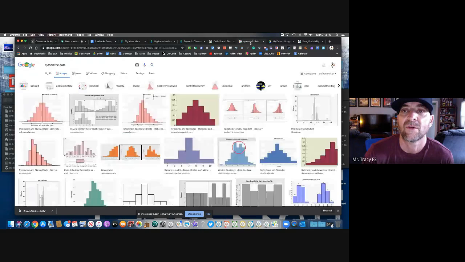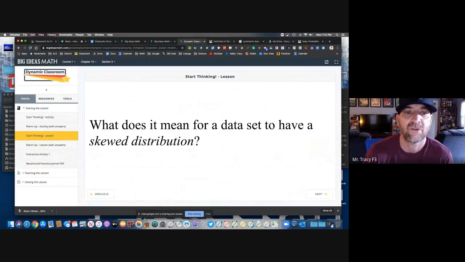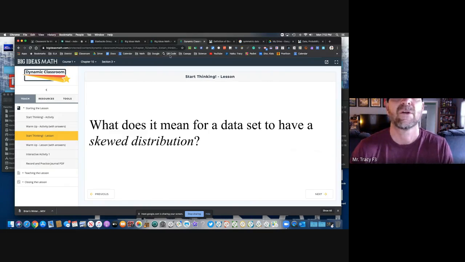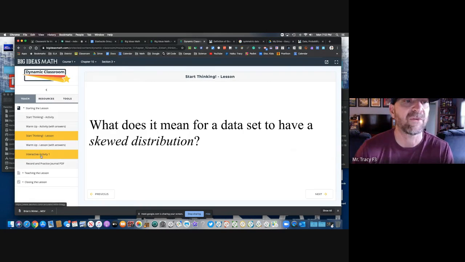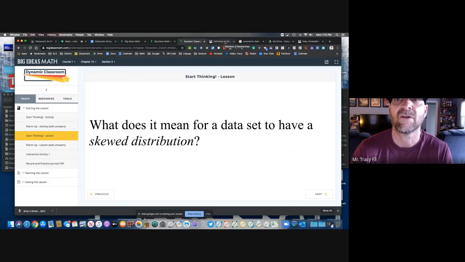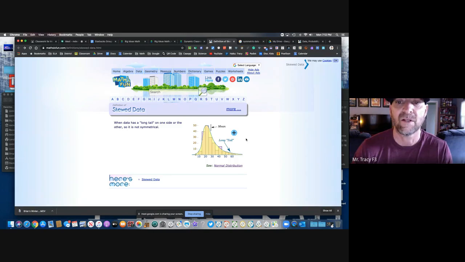Okay, so the big idea asks: what does it mean for a data set to have a skewed distribution? We need to look at a couple examples to see what that would look like. So here is an example right here of skewed data. You can see this is skewed data. And what you see is the line comes up and it's heavy on one side, and then it kind of slants over here, and it makes what they call the tail.